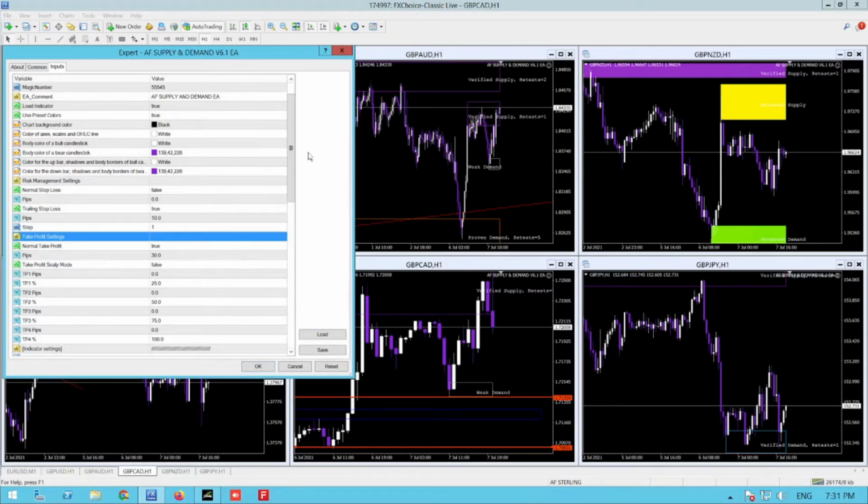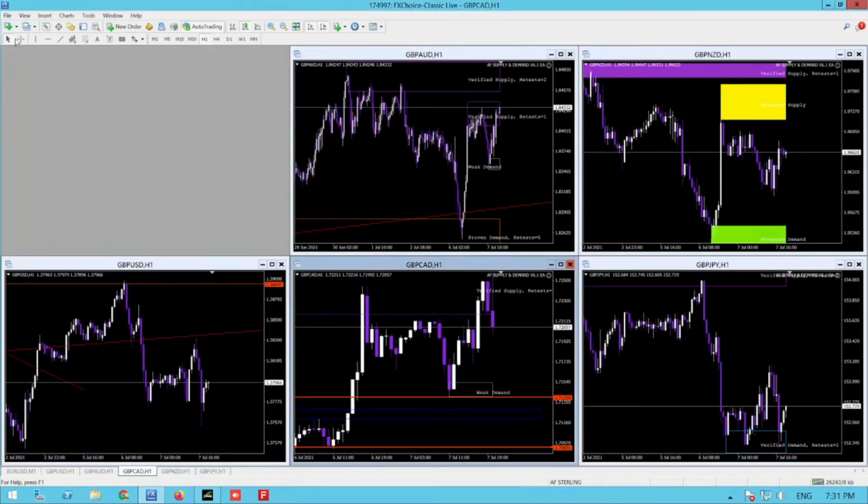So that's 30 pips away from your entry. For example, it would be something like this, and that would look like this on your chart. Let's just use GBP CAD. Let's say that we took the entry from this zone here. 30 pips is, there we go. So that's roughly 30 pips or so, which is roughly around here.